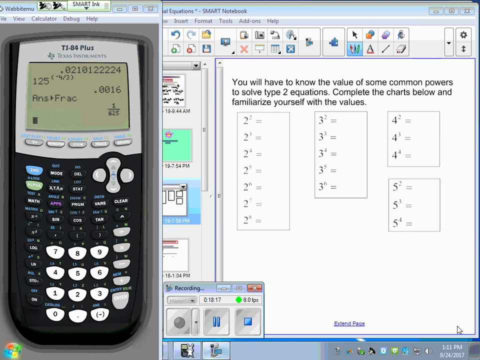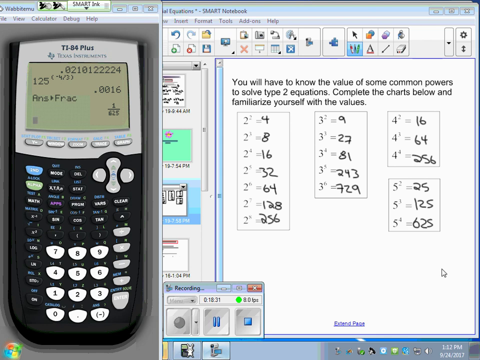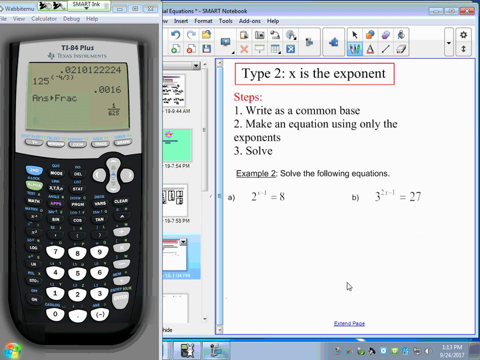All right, I'm going to give you a couple minutes. You can pause the video to fill in these charts. You can do them all on your calculator if you want, or maybe you'll start to see a pattern and you can do them without a calculator. All right, so here are the answers. Make sure you check them. These powers are very important. Some of them will become very second nature to you, so you'll have to memorize some of them in order to make type 2 equations much easier, especially the power of 2's and some of the lower power of 3's and 4's. All right, so let's move on and see if we can solve type 2 equations.